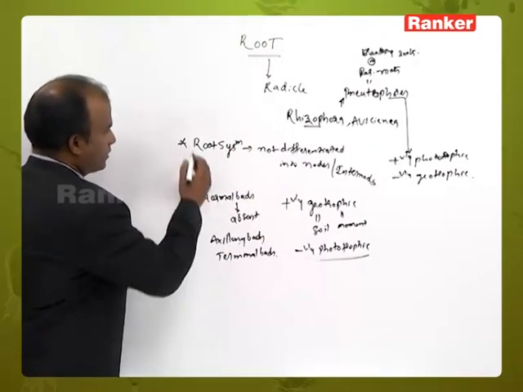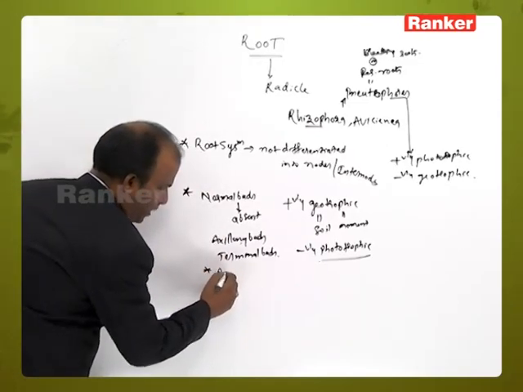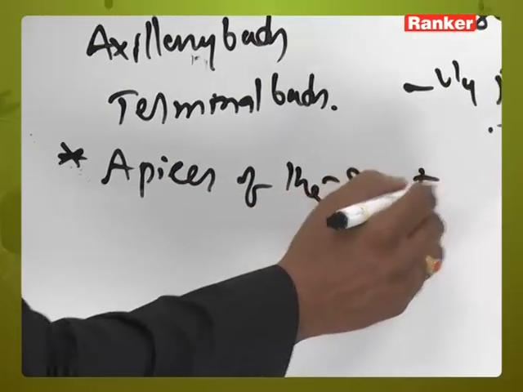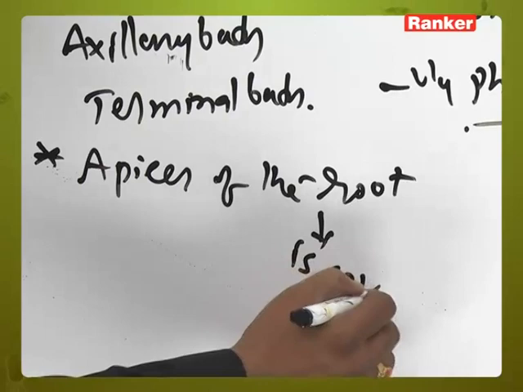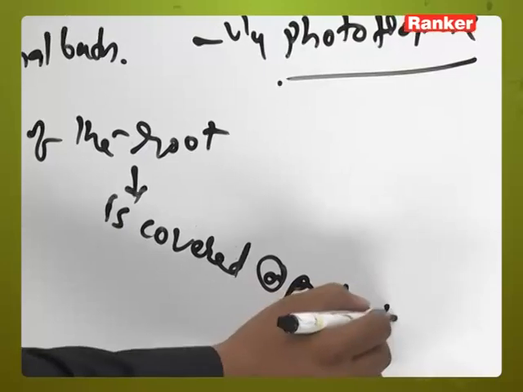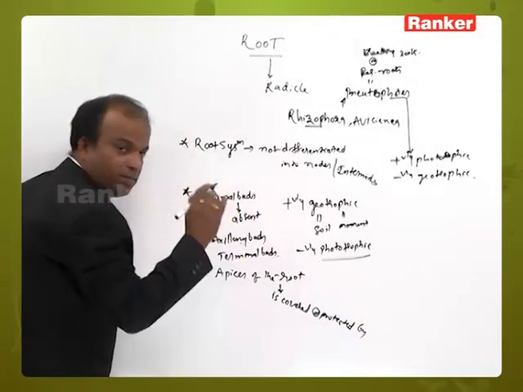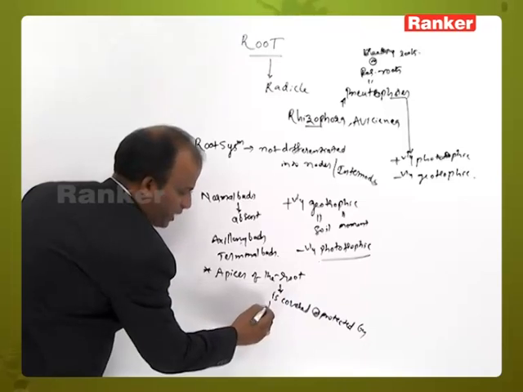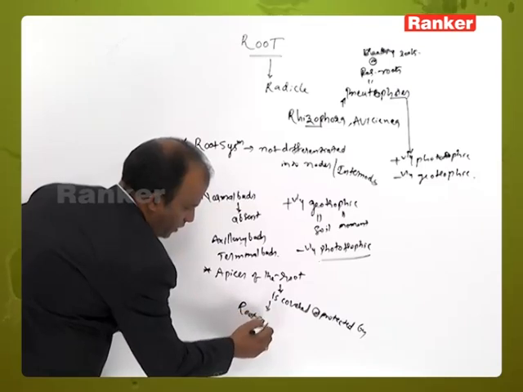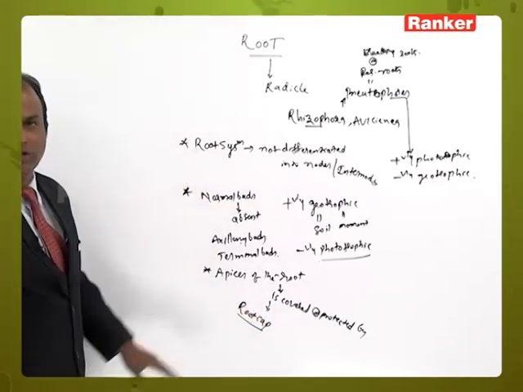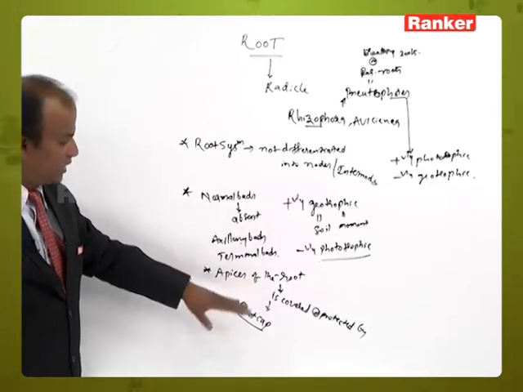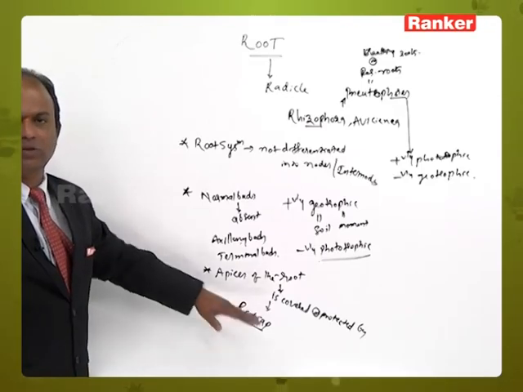The apex of the root is covered or protected by a thimble-like structure known as the root cap. The root cap always covers and protects the root apex.